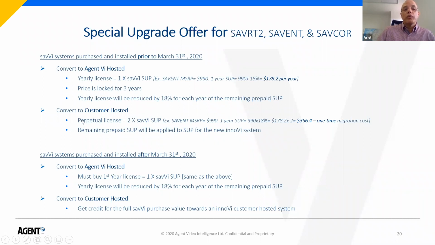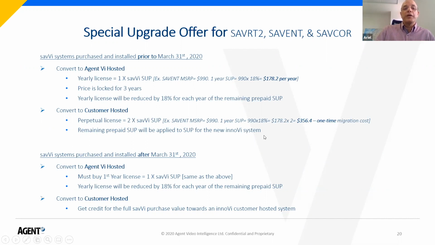Those customers that want to convert to innoVi on-premise will actually get a perpetual license. This is not a SaaS. There is a one-time conversion cost, which is equal to 2 times the SUP, meaning that if you have one SAVEnterprise license, the SUP is $178.2 for 1 year, you will have to pay a one-time cost, which is double that price, $356.4, which is the one-time migration cost, okay?